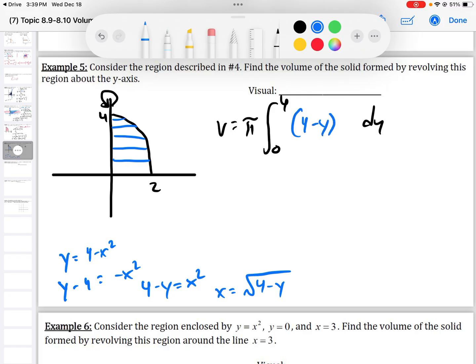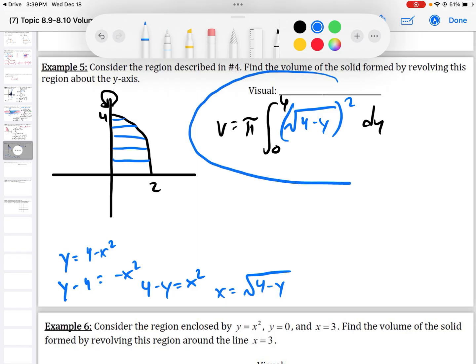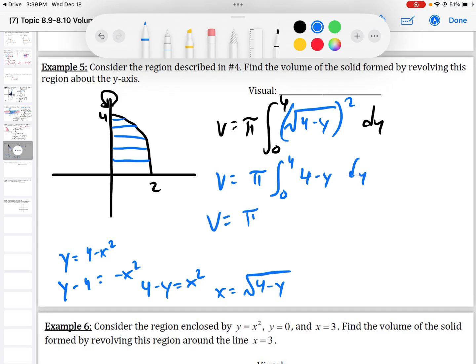So it'd be that thing, square root of that squared. And the reason I write this every single time is because this might be a multiple choice, and it just wants to know what the integral would be to set it up. It might not actually have you solve it. So it might look like that, but next step I would reduce, find the antiderivative. So it'd be 4y minus 1/2 y squared. Evaluate it from 0 to 4.